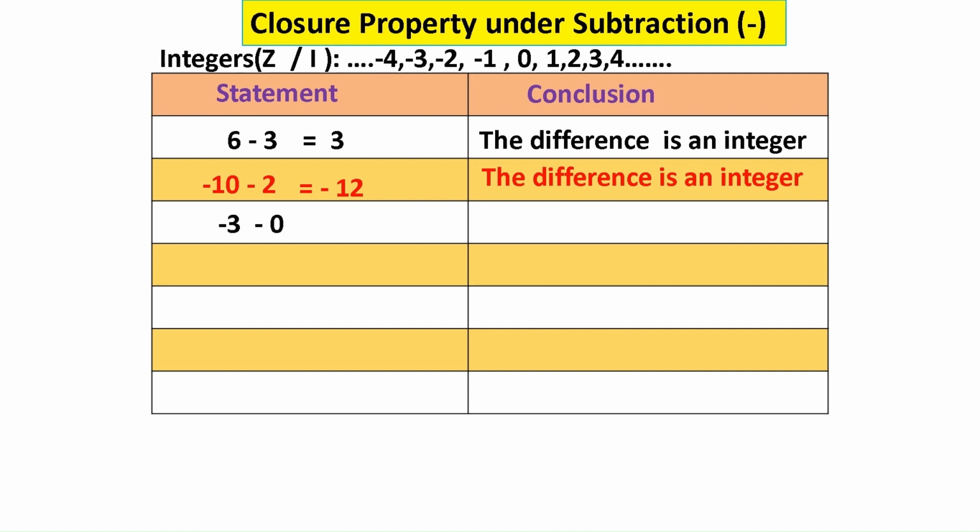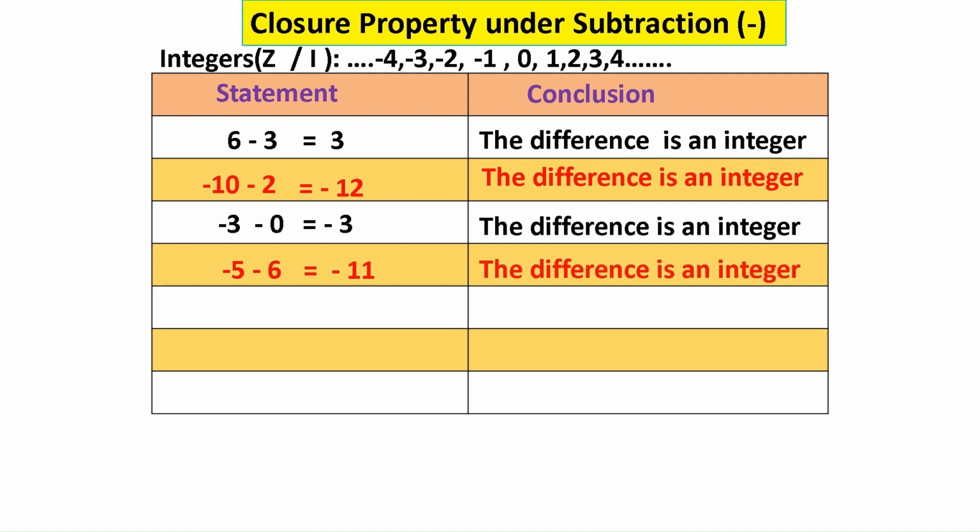Minus 3, minus 0. We will get minus 3. The difference is also an integer. Minus 5, minus 6. We get minus 11. So the difference of these two integers is an integer.